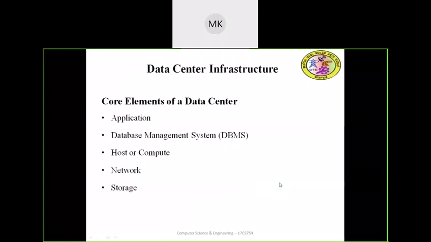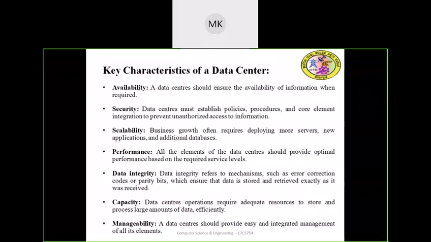Data center infrastructure. Core elements of a data center: application, database management system, host and compute, network, and storage. Key characteristics of a data center. Availability: a data center should ensure the availability of information when required. The data must be available when the user wants it.